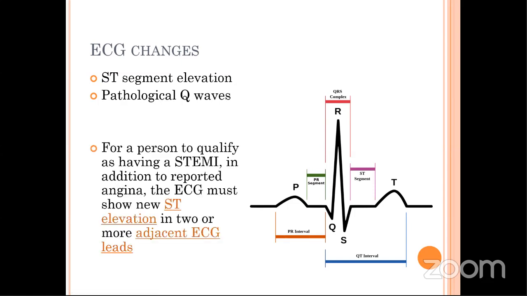Now, for a person to qualify as having a ST segment elevation MI, in addition to reported angina, the ECG must show new ST segment elevation in 2 or more adjacent ECG leads. So, as I told you, that means it has to be present in serial ECG tracings. So, only one ECG showing ST segment elevation will not do. So, it has to be in 2 or more ECG tracings.